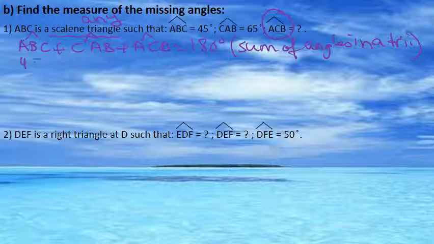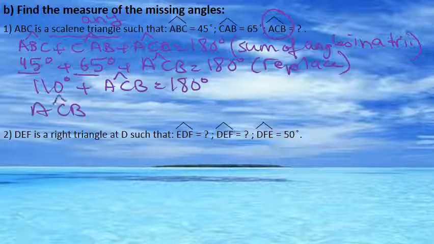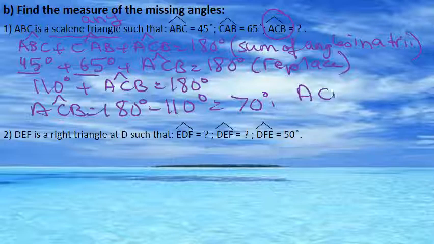Angle ABC is equal to 45 degrees plus angle CAB is equal to 65 degrees plus angle ACB, a missing angle, is equal to 180 degrees. So here we replace the given angles. 45 degrees plus 65 degrees is equal to 110 degrees plus angle ACB is equal to 180 degrees. Now the missing angle ACB is equal to 180 degrees minus 110 degrees, which is 70 degrees. So angle ACB is equal to 70 degrees.